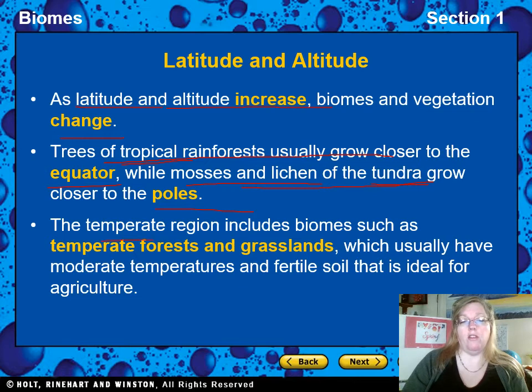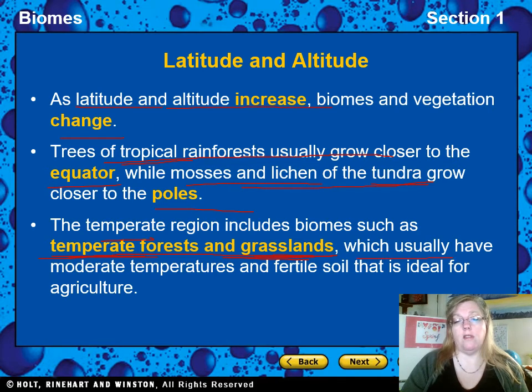The temperate region, which means in the middle, includes biomes like temperate forests and grasslands. The forest is what we have here, the temperate forest. And then the grassland, that's the prairies. Think about buffaloes and prairie dogs and the Native Americans a long time ago when they were riding on their horses. Those are the prairies.